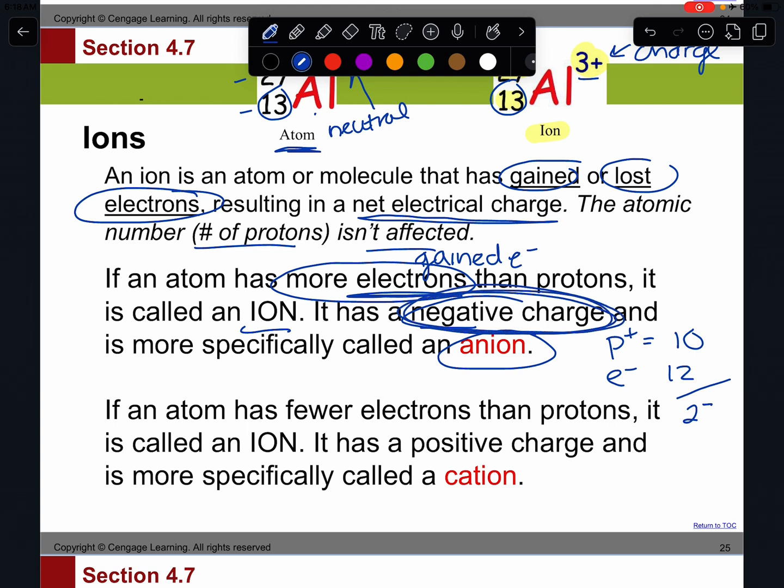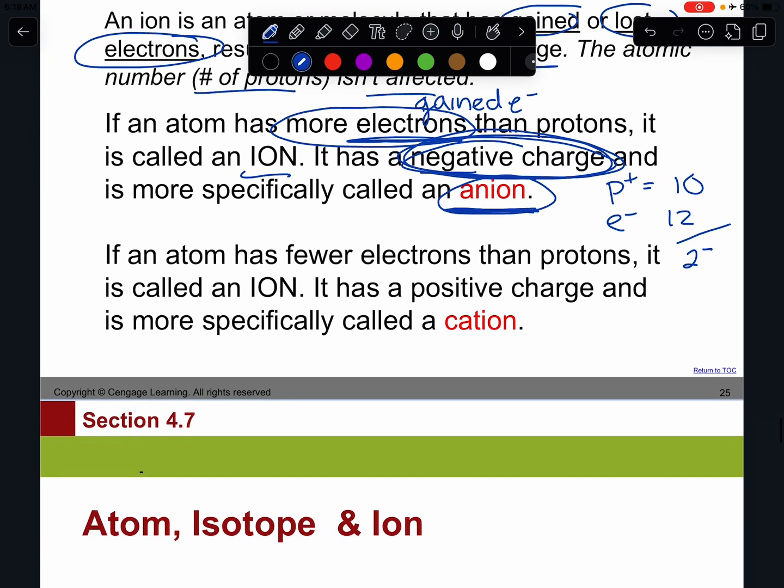The atom has an overall charge. When it has a negative overall charge, we call that an anion. We'll talk a lot about this as we go through. Now, if it has fewer electrons and more protons, let's flip this. If we had 12 protons and 10 electrons, we'd have more positives. We call a positive ion a cation. Now, I'm going to show you a very dumb way to memorize this, and I have so many dumb little things. Take it as you may.